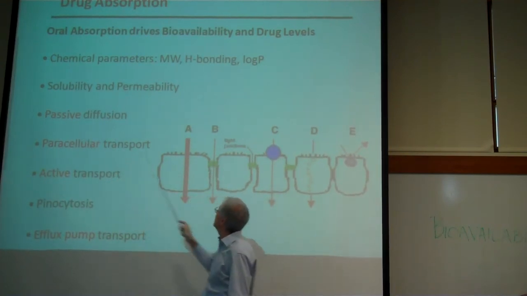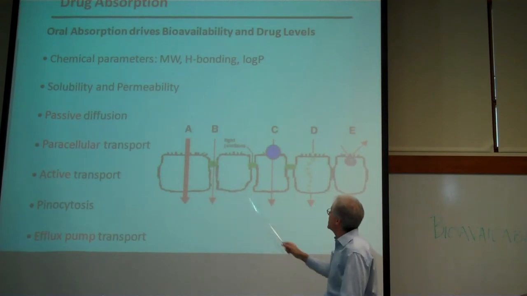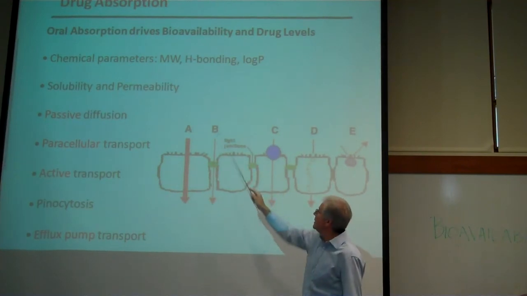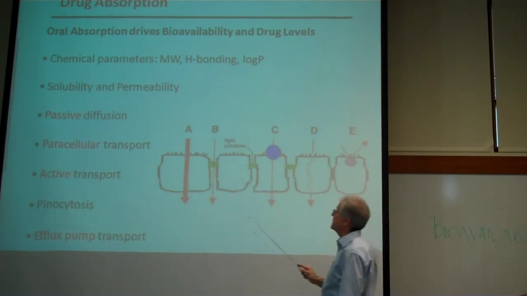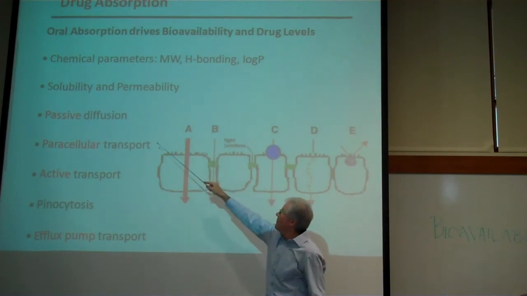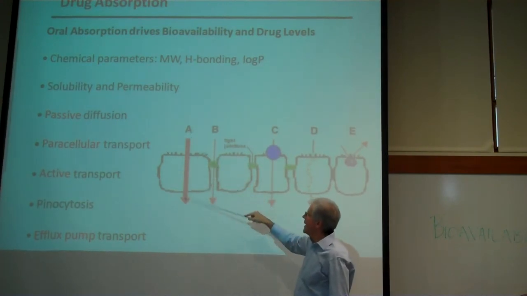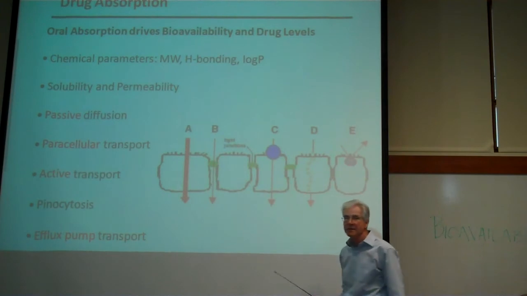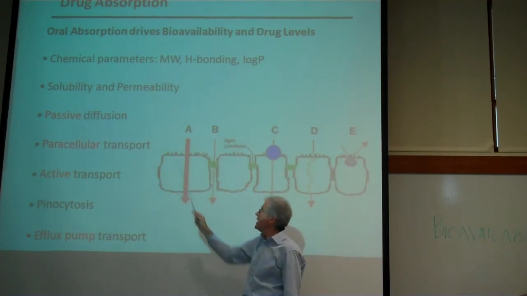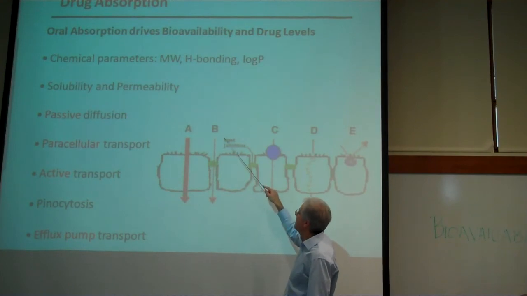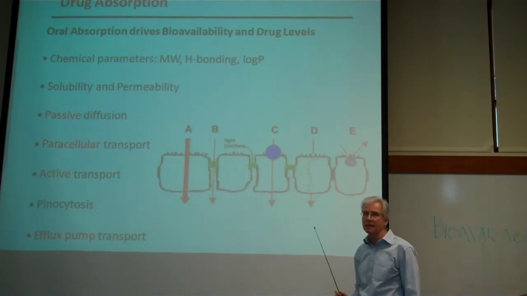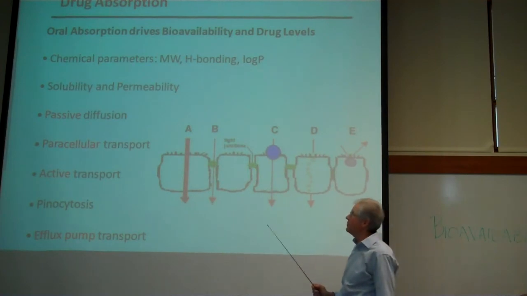First is passive diffusion, represented here in figure A. So here we've got a monolayer of cells, and this is we'll say the intestinal surface, this is the vascular surface. So the drug is administered, and by passive diffusion, the drug moves down its concentration gradient passively, just diffuses through the cell, and appears in the bloodstream. Paracellular transport is somewhat similar. We've got passive diffusion, but in this case, the drug is moving through these gaps or tight junctions that exist between the cells. So it is passing in between the cells rather than through the cells.